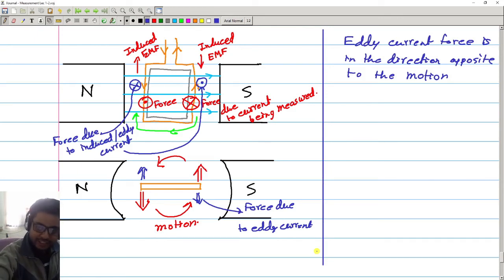Now let us also check whether this force is proportional to the speed.